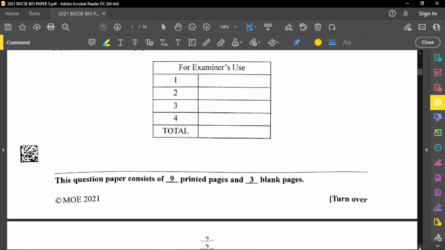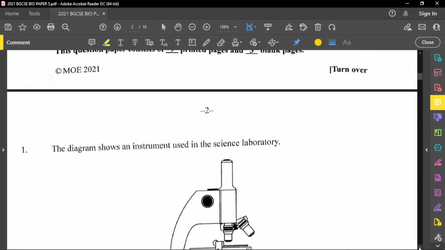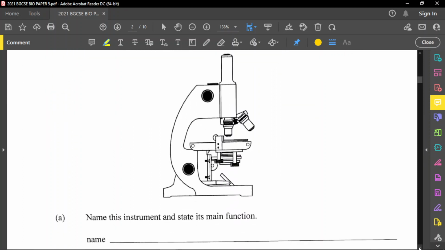All right, so we're going to jump into question number 1. And question number 1 is the diagram shows an instrument used in the science laboratory. And this is a microscope. And the same exact microscope was in 2019. And matter of fact, we labeled that one in 2019. So you can go back to 2019 if you want to know the labelings of that paper. But here it said name the instrument and state its main function. So they're not going to ask us to label again. So notice the same thing came back, but this time they're asking different things about it.